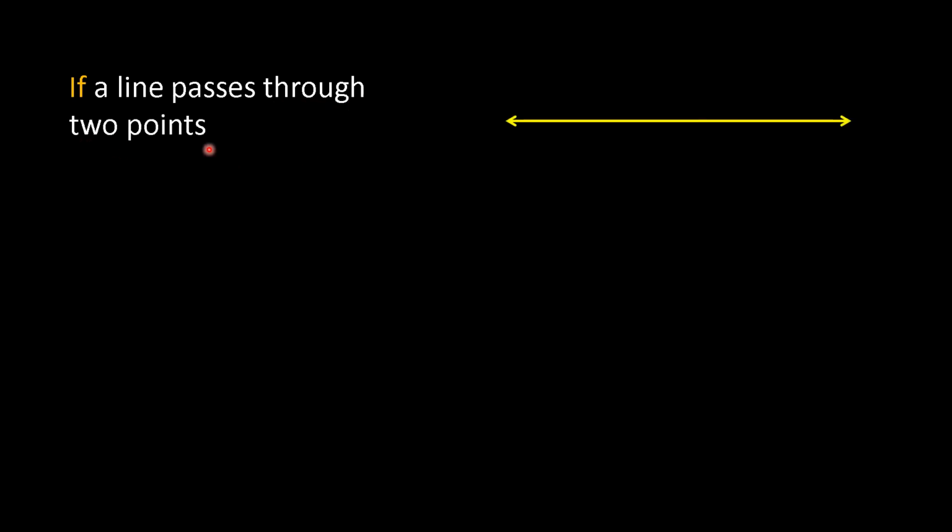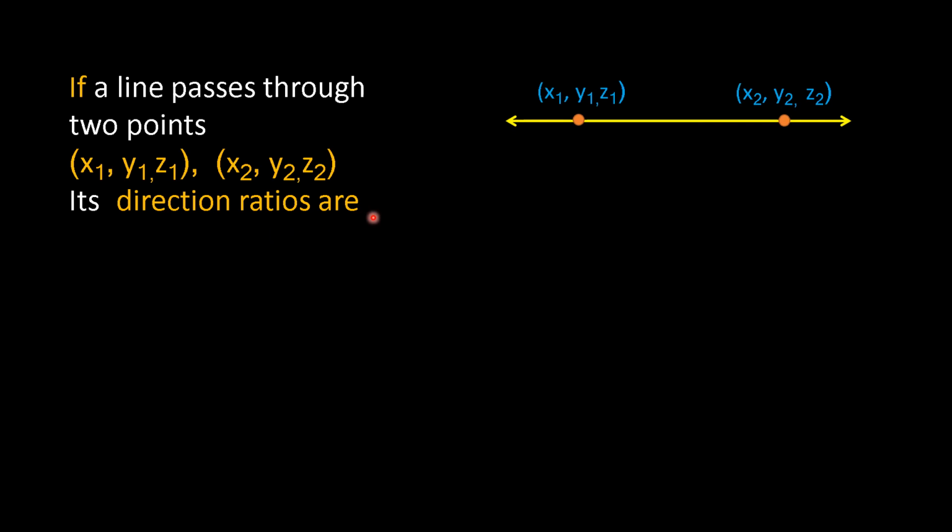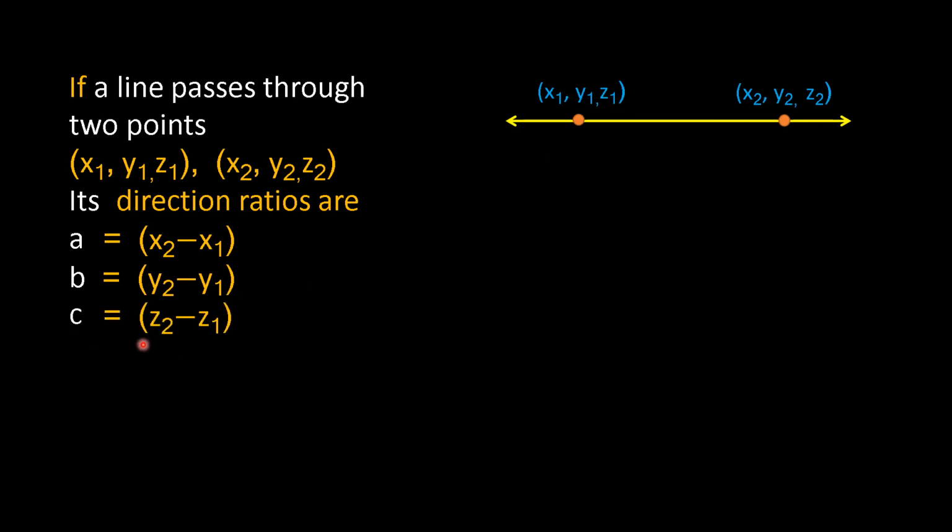Let us understand one more property of direction ratios. If a line passes through 2 points x1 y1 z1 and x2 y2 z2, then its direction ratios are a equals x2 minus x1, b equals y2 minus y1, and c equals z2 minus z1.